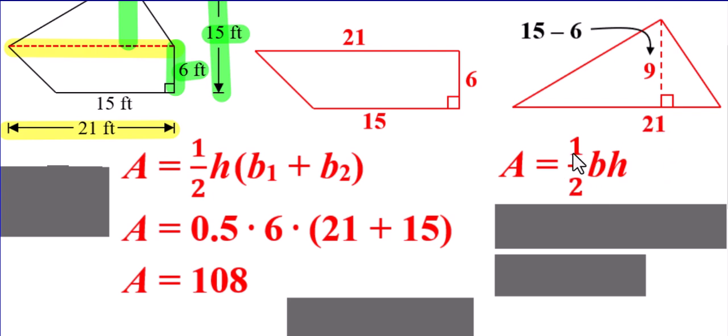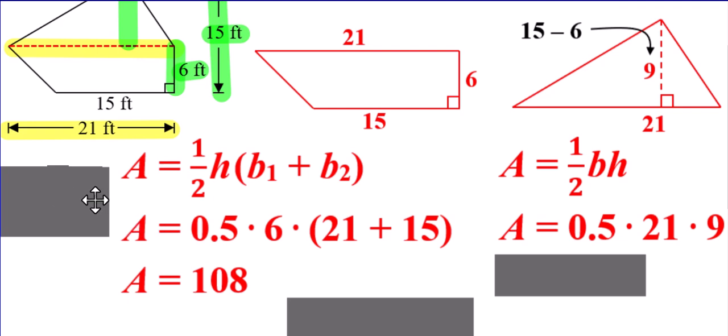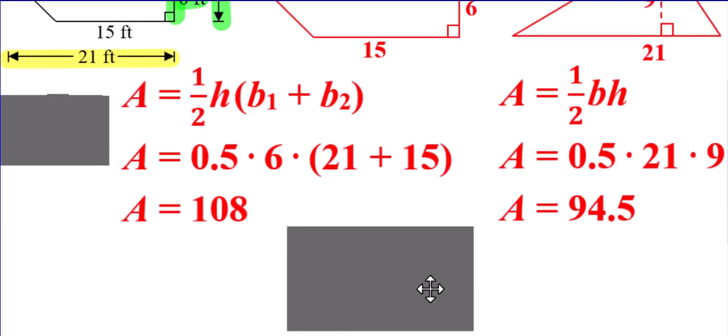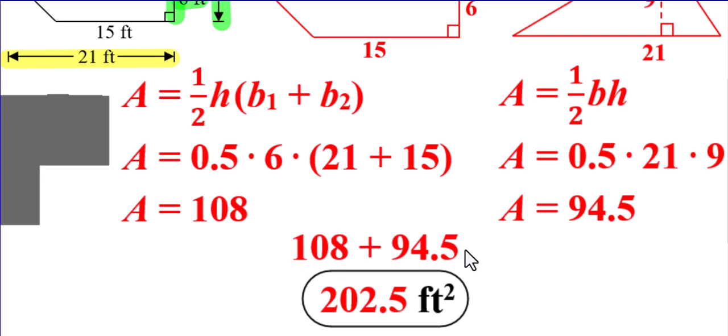For the triangle, we got our base of 21. We got our height of 9. Formula, substitute, solve. That is going to give you 94.5. From here, you will add them together and get 202.5. Did you put a little 2 for square feet? If you need to hit pause and fix your work, feel free to do so.